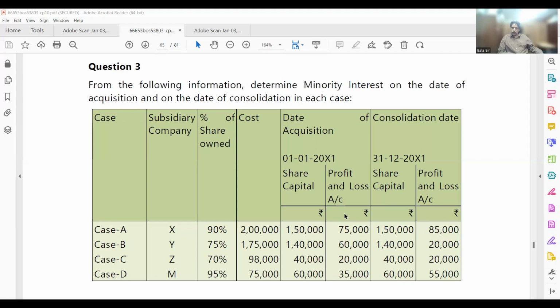Then 31st December, share capital 1,50,000, same 1,50,000 continues. Next. Profit and loss account 85,000. That means 10,000 is a profit made in the year by the subsidiary, right? Profit earned is 10,000 for the year. That's why 75,000 has gone up to 85,000. Okay. Now, shall we look at a solution for this?